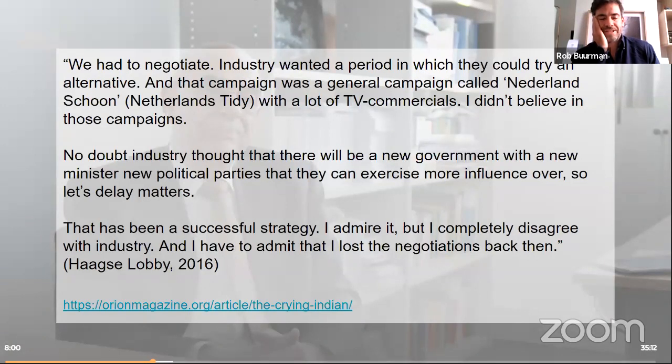So why did this happen like this? This is a quote from Jan Pronk, the second minister that I mentioned. He basically said, well, I wanted to do it, but industry proposed alternative plans and he couldn't get the deal sealed. Industry wanted communication campaigns, awareness raising, etc. He admitted it also on television. He didn't really believe in it at all, but faced with a coalition where he needs to make compromises, it was difficult not to agree with it. He also said he admired the tactics here, and that he lost those negotiations back then.